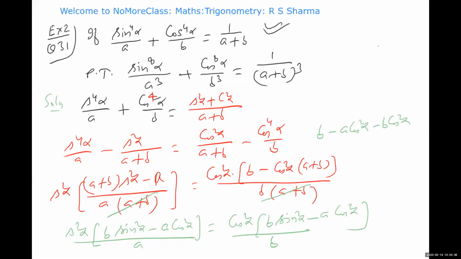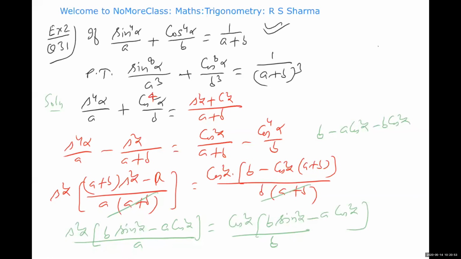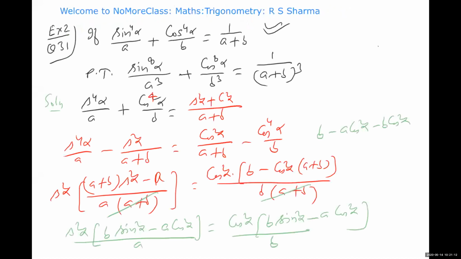See now this step. Next page I am taking this because here space is not there. So writing as it is, sin square alpha upon a into b sin square alpha minus a cos square alpha. Could you go back to the previous page? 1 minus, coming into b sin square alpha minus a cos square alpha. Coming to previous page, this. The last step I have carried forward.